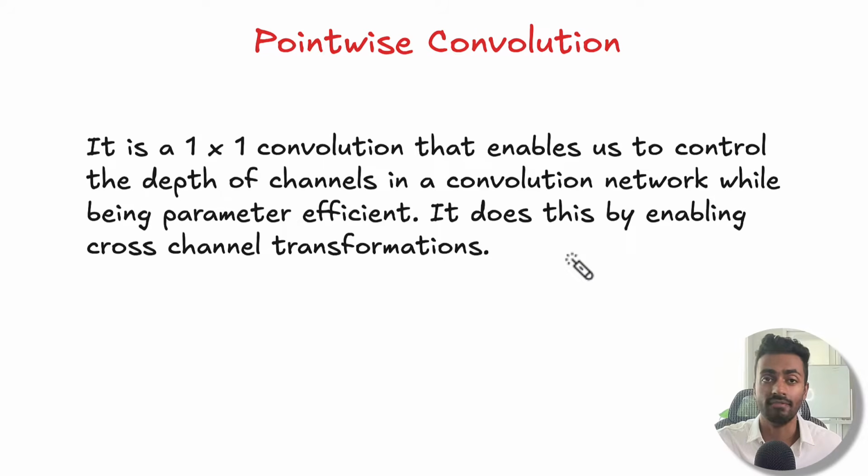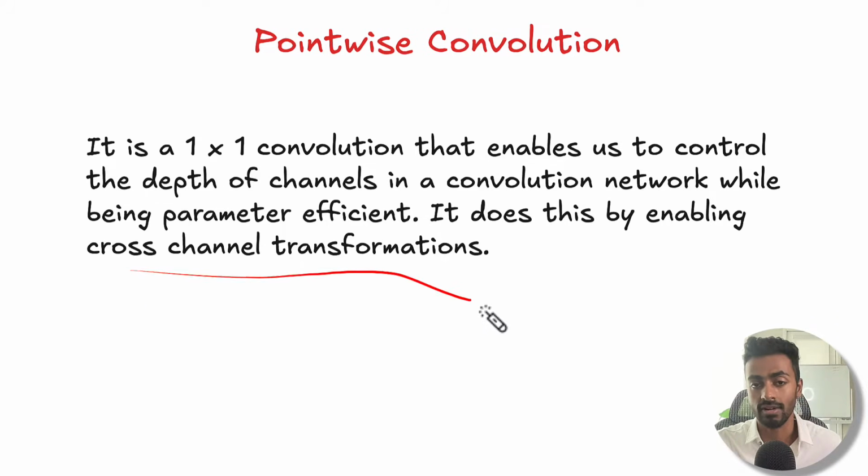Starting with a definition. A broad definition of this would be that it is a 1x1 convolution that enables us to control the depth of channels in a convolution network while being parameter efficient. And it does this by enabling cross-channel transformations. There's a lot of words in here to unpack, but hopefully as the video goes on, this will become more clear.